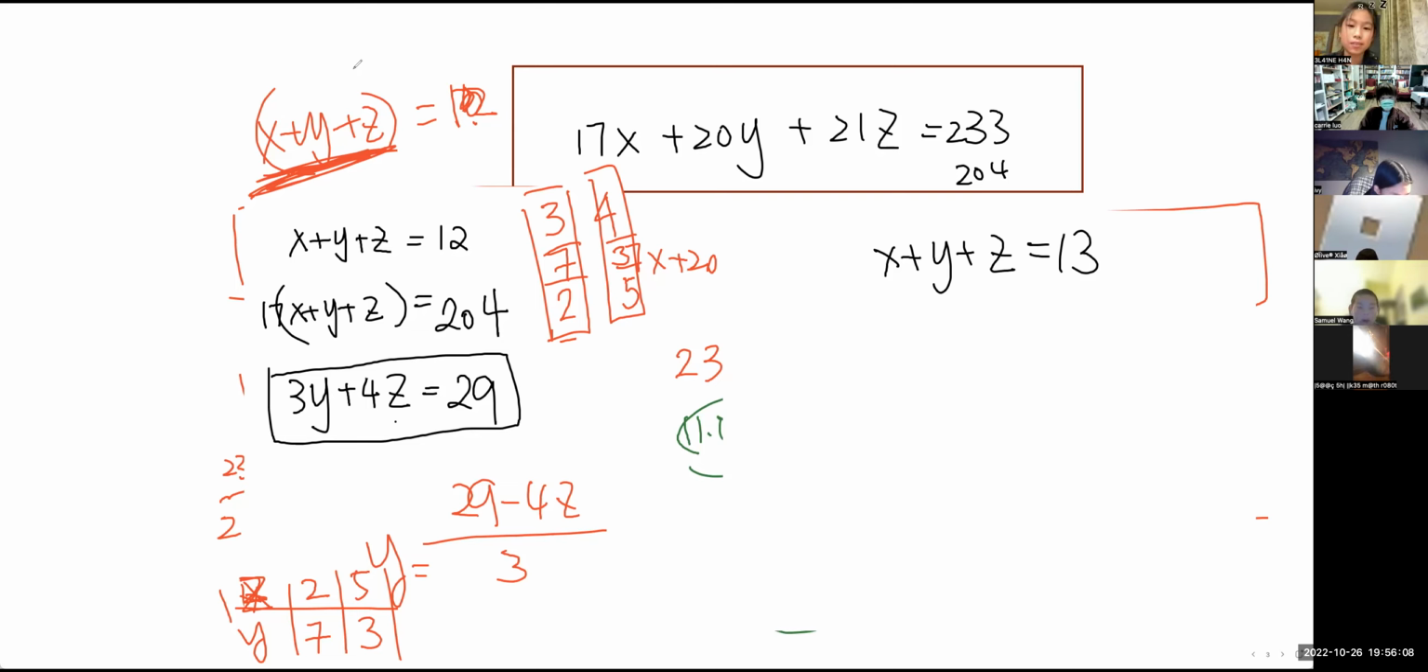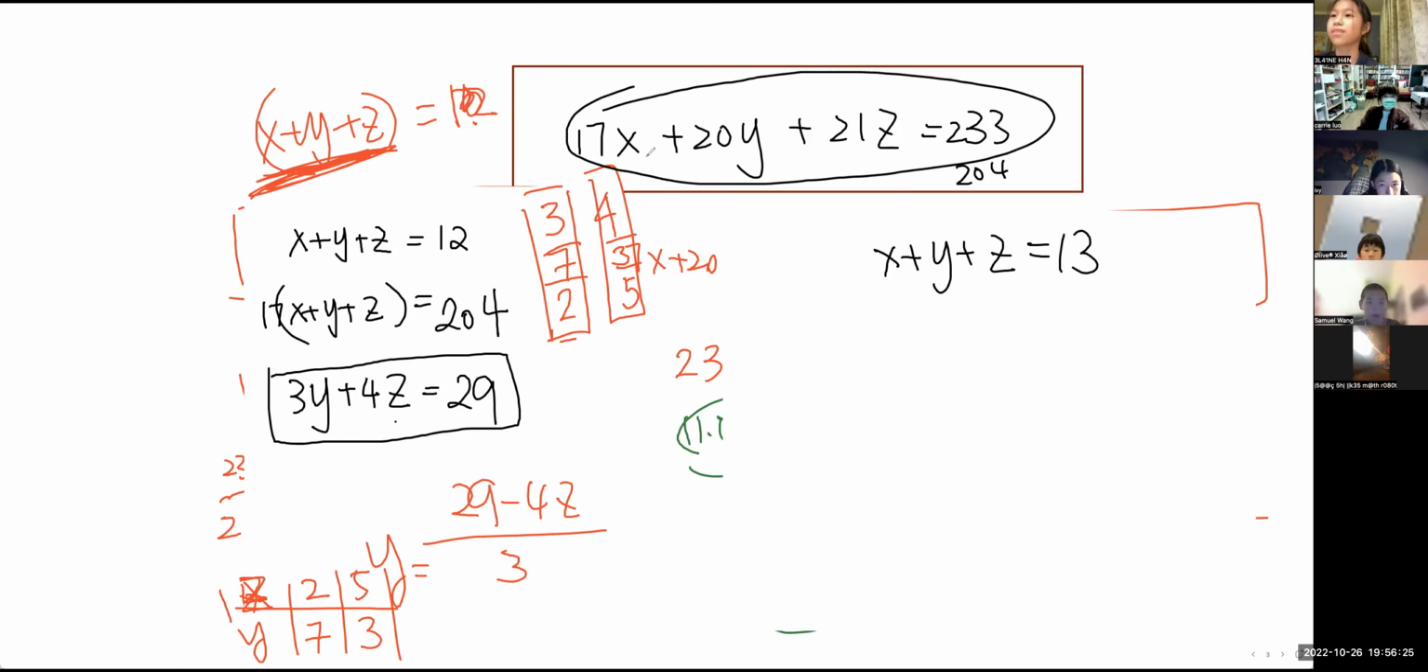Why does 17 times x plus y plus z equals 204 become 3y plus 4z equals 29? Because we have the original one, right? The original one is 17x plus 20y plus 21z equals 233. And this one, 17x plus 17y plus 17z equals 204. So using this equation minus that equation. This is a technique we just practiced at the first part of this class, remember?